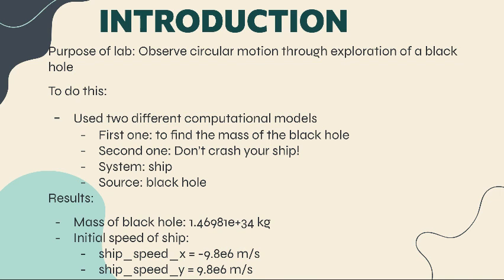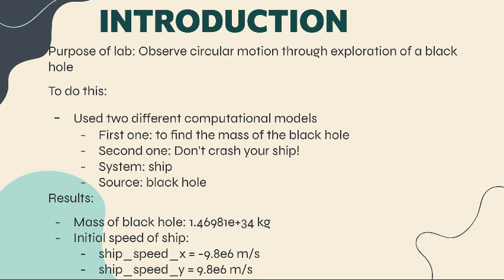To do this, we use 2 different computational models. In the first one, we are trying to find the mass of a black hole, and in the second one, we are trying to avoid both the black hole and a planet orbiting around the black hole. So we're trying to avoid crashing our ship. In both of these, the system was the ship, and the source of the force was the black hole.